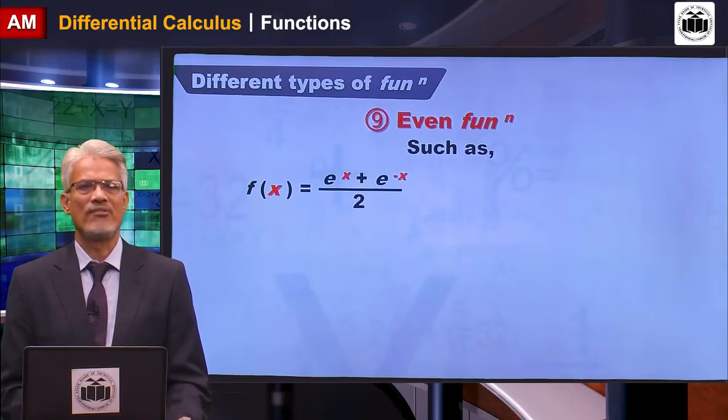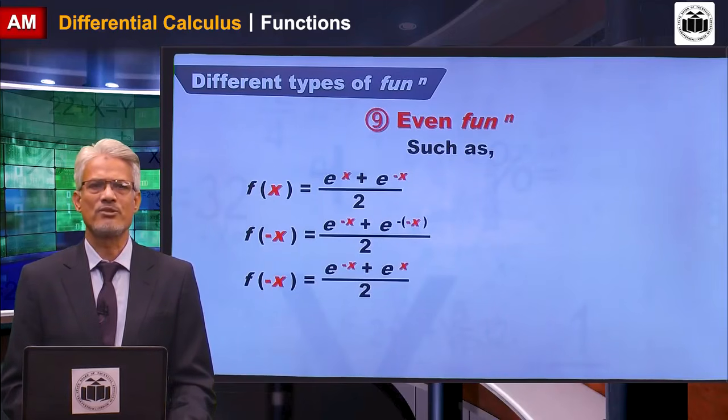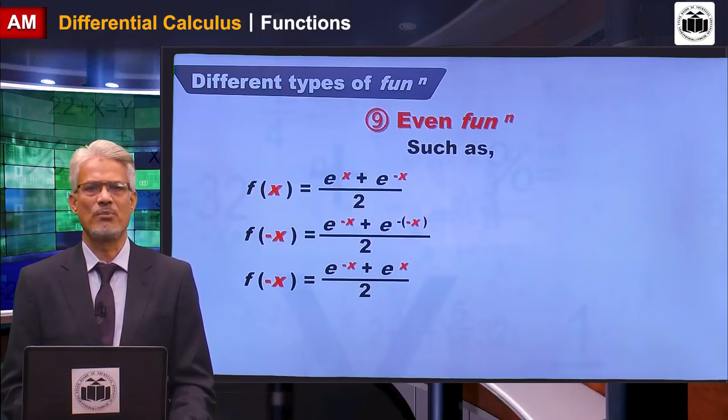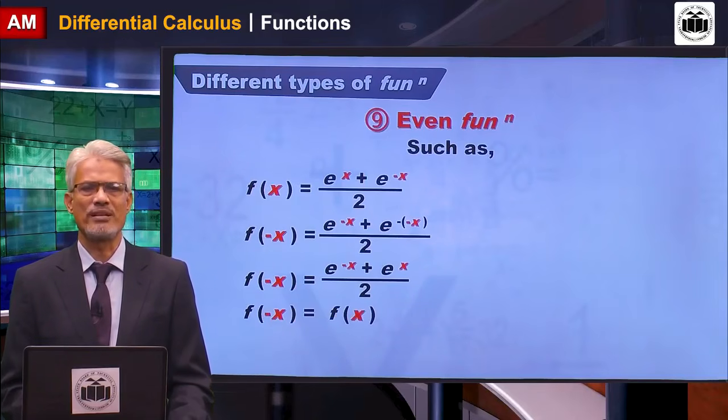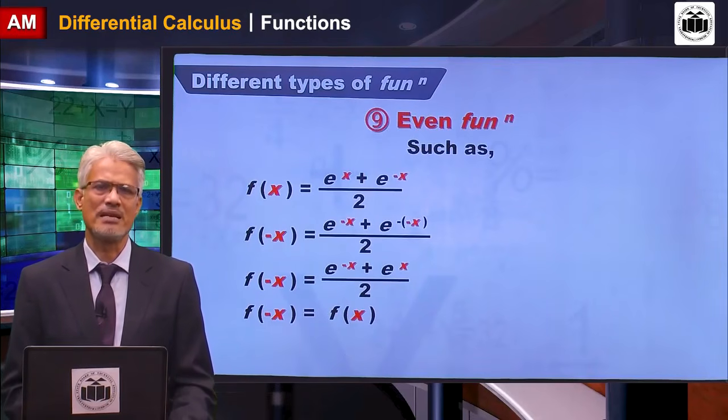Such as fx is equal to e raised to x plus e raised to minus x upon 2. Now here we are replacing x by minus x. You see, f minus x is equal to e raised to minus x plus e raised to x upon 2. We are getting the same thing, e raised to minus x plus e raised to x upon 2, which is equal to fx. That means by changing the sign of x, fx remains unchanged. Such a function is known as an even function.